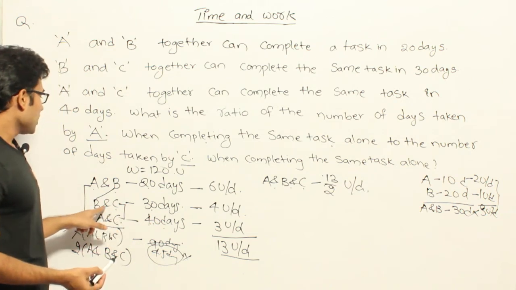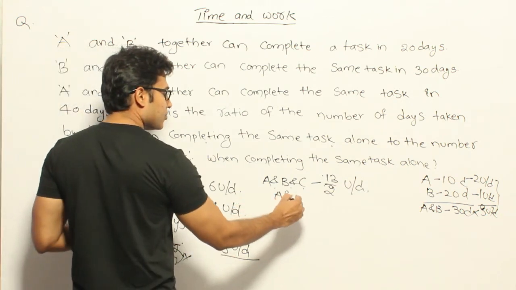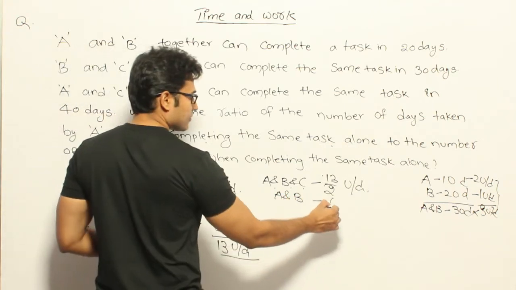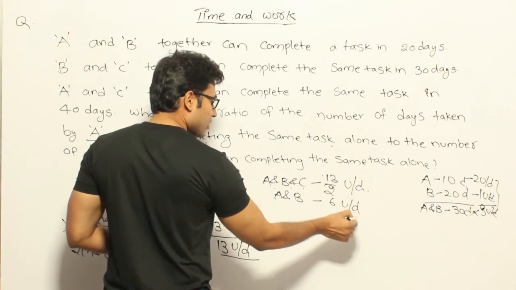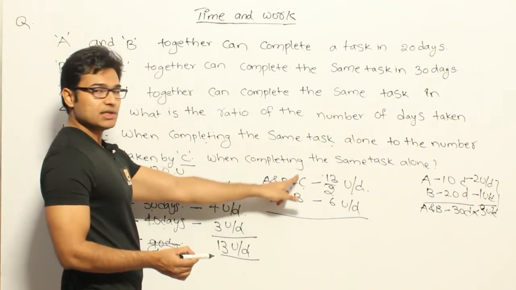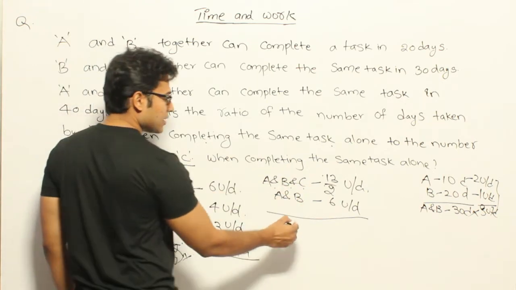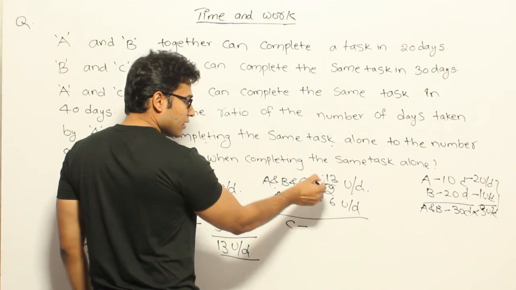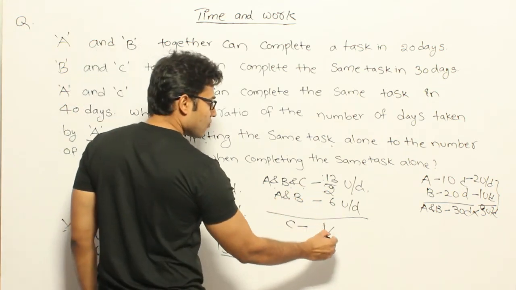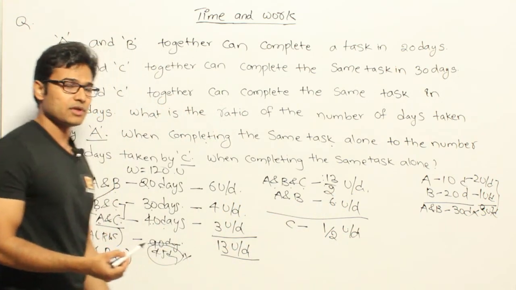And now only A and B put together, the rate is 6 units per day. Therefore what is the difference between these two? Only C. So if I take out the difference, you will get the rate at which C is working. Therefore rate at which C is working is equal to 13 by 2 minus 6, right? So I think you are going to get 1 by 2 units per day. 13 by 2 minus 6, right?